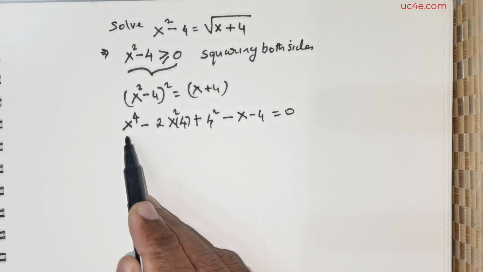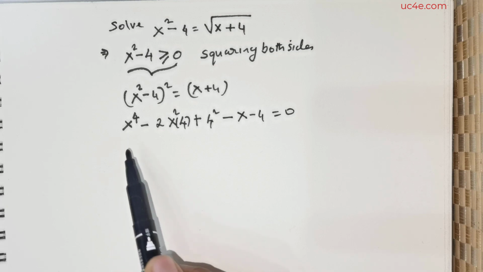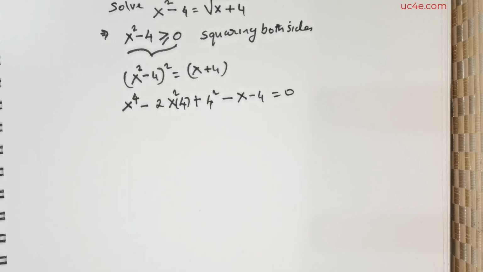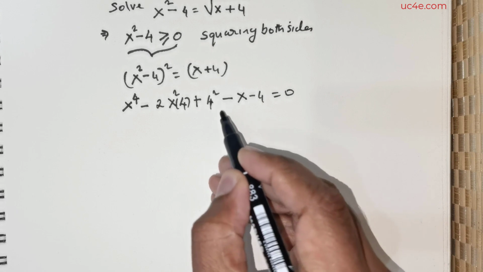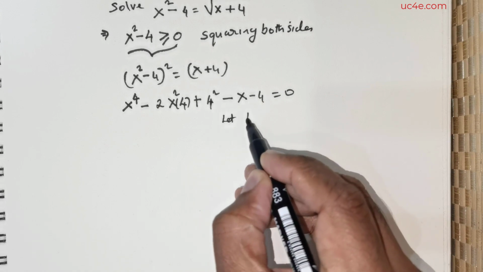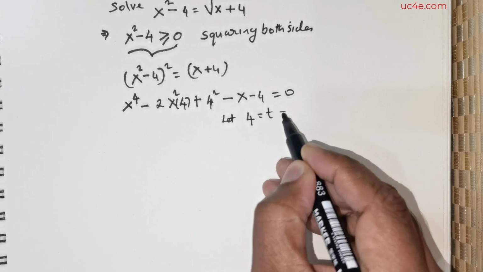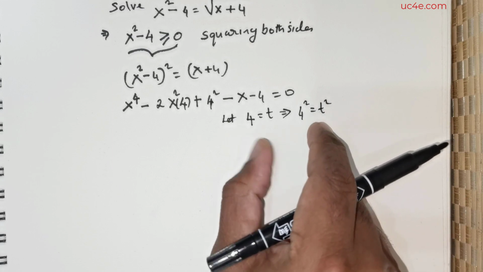Now if you were to see, this is a quartic equation. It means degree 4 in x, but I would not be approaching it in x. I will be introducing a new variable, and then through that variable I will solve the system, and subsequently I will retrace the system to x. So that's the idea here. For that, I would like to let the quantity 4 be equal to t. So this would mean 4 squared is equal to t squared. This is the introduction of the new variable.